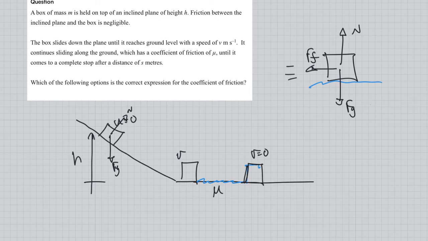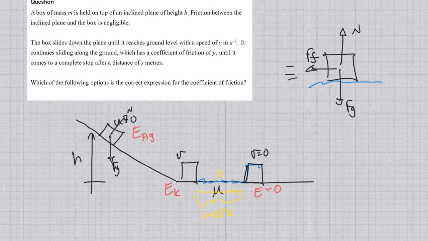So let's look at how we could apply energy to this scenario. At the top, we're going to have gravitational potential energy. At the bottom, that energy is going to turn completely into kinetic energy. And at the end, our energy is essentially 0. We've lost all that energy, and that's because during this portion of my motion, there is work being done by friction.